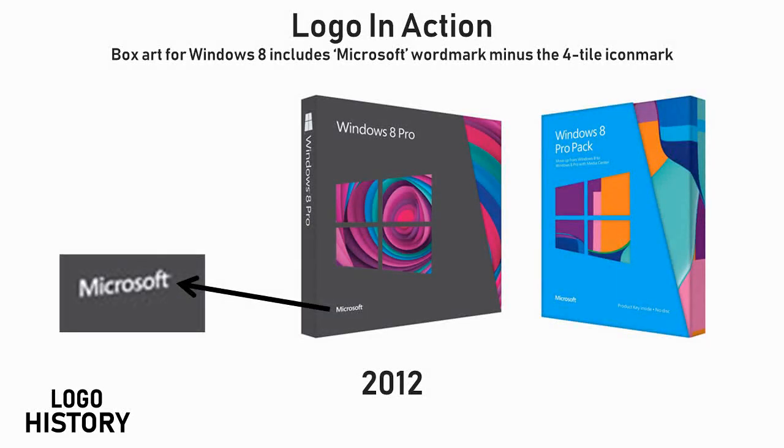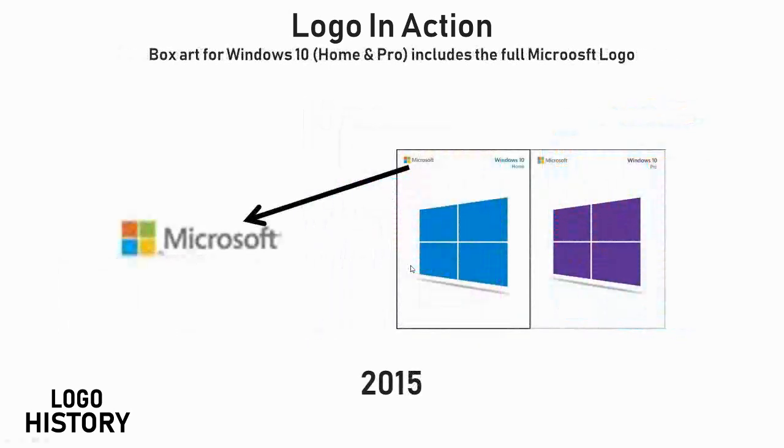Box art for Windows 8 includes the Microsoft word mark minus the four-tile icon mark. So this is how the word mark would have been used for branding and product branding and so forth. You can see that in the Windows 8 Professional box art there. They didn't actually use the four boxes, they just used the Microsoft word mark. But that's just that. This is the full-blown Microsoft logo that is used in the Windows 10 box art.